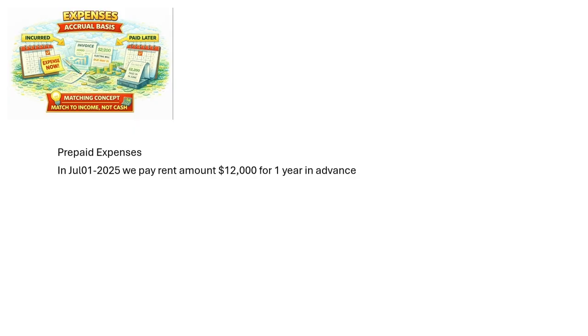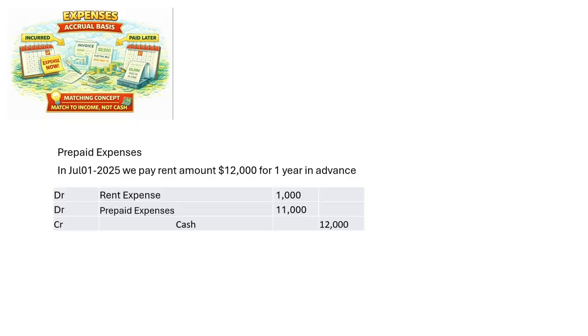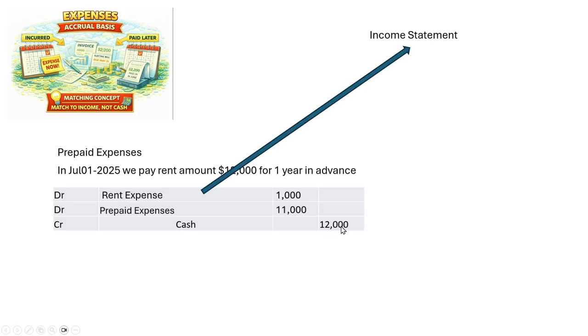Here we have July, the first month we get benefits. We have 5 more months left in 2025, and we have 6 months in the next year, 2026. So the journal entry is: debit rent expense 1,000 for the month of July, debit prepaid expense for the rest of the months, and credit cash 12,000 because we paid it. The rent expense goes to the income statement, and the prepaid expense goes to the balance sheet under current assets.